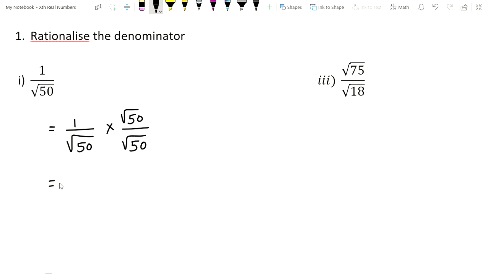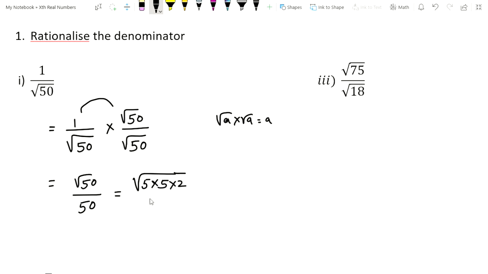Now you multiply the numerator, 1 into root 50, we get root 50, divided by root 50 into root 50. What will you get, children? 50, because root a into root a equals a. Now you split this root 50. How can you split this? Root of 5 into 2. 5 fives are 25, 25 twos are 50.